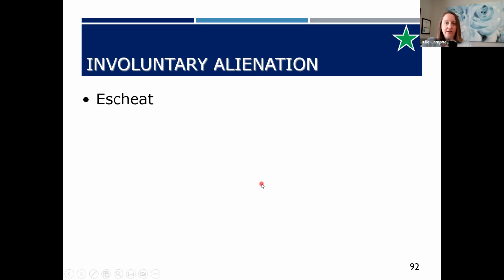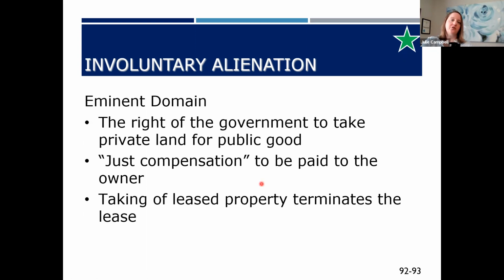Another way for involuntary alienation that you could lose your property is something called eminent domain. You guys heard of this? We've probably heard about this. This pops up on the news every once in a while. So with eminent domain, the government will always have the right to take your land to use it for public good. So if they decide they can use your land for public good, then you may lose your property to eminent domain. Now, maybe it's not the whole entire tract of land. Maybe it's just part of it.